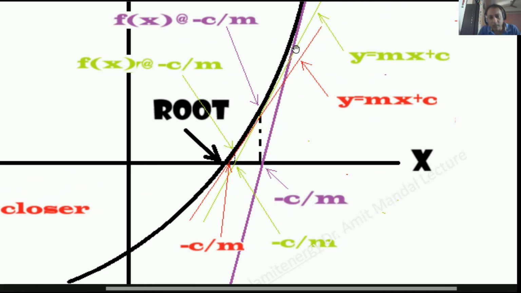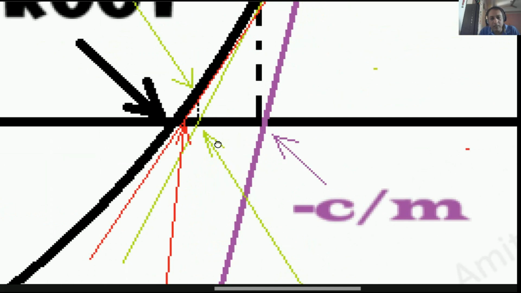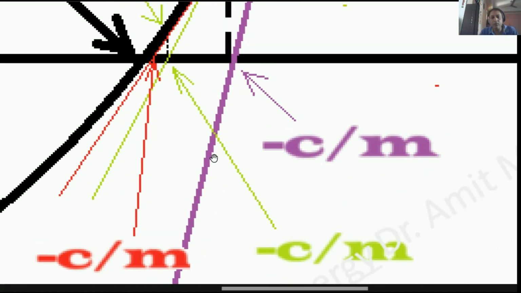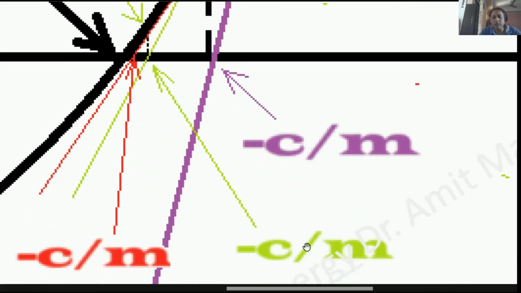Now this green tangent is also intersecting the x-axis somewhere where y must be 0. So putting y equals 0, I will get this green minus c by m, the point of intersection of this green tangent with the x-axis. Now if I put this minus c by m for the second tangent into the equation of the curve, I will get the corresponding y on the curve. At that point I draw one more tangent, shown by this red line, so I can find the tangent at that point also.